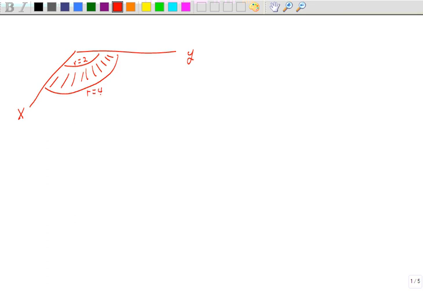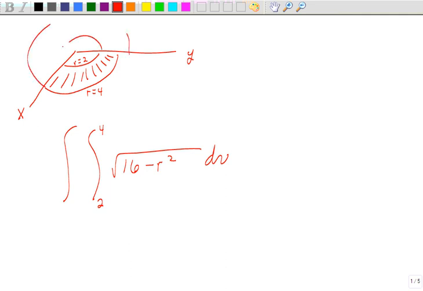Okay, then if I look at the picture, let me look at the base. This was the x-axis, this is the y-axis. And the region was this, and this radius was 2, and this radius was 4. So to start out with, I'm going to integrate from 2 to 4 with respect to r, and then theta is going to go all the way around because I want the whole thing. So theta is going to go from 0 to 2 pi.